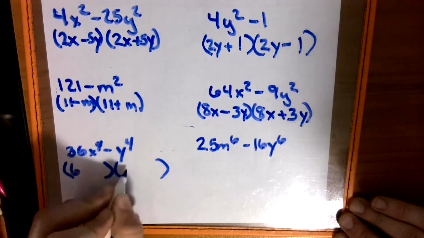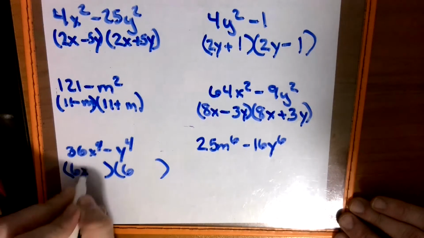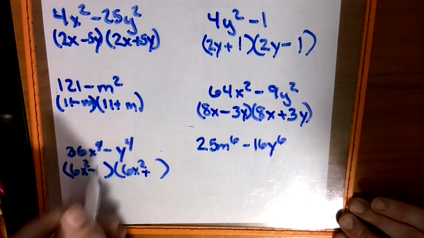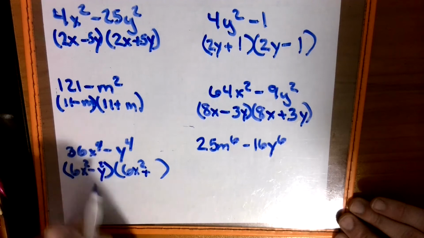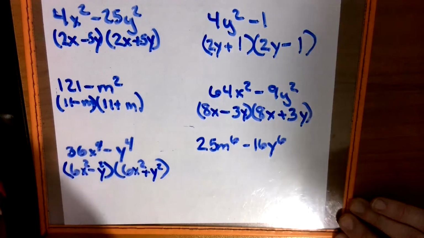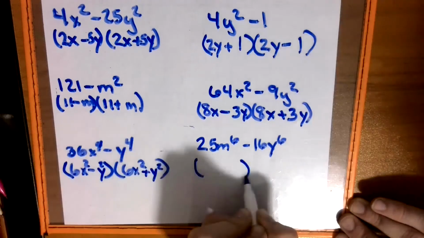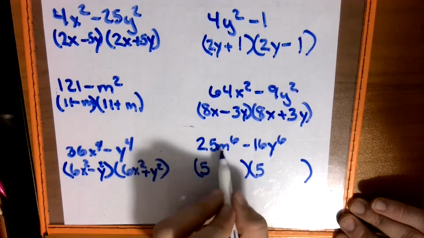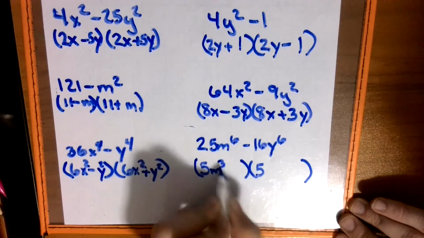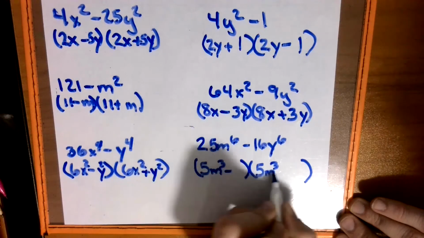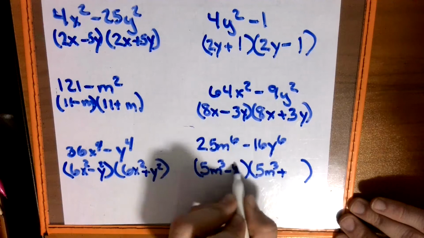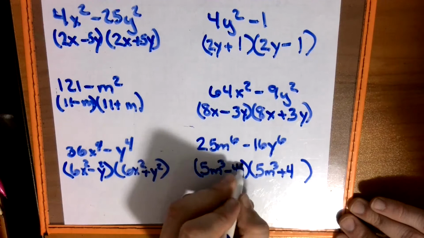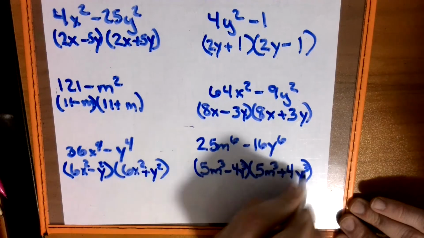Looking at the last two, 36. Splitting 36, 6 and 6, split x to the 4th, x squared and x squared, minus, plus, y to the 4th is just y squared, y squared. Last one, splitting 25, 5 and 5, splitting m to the 6th, m cubed and m cubed, minus, plus, splitting 16, 4 and 4, splitting y to the 6th, y with a little 3, a y and a y with a little 3.